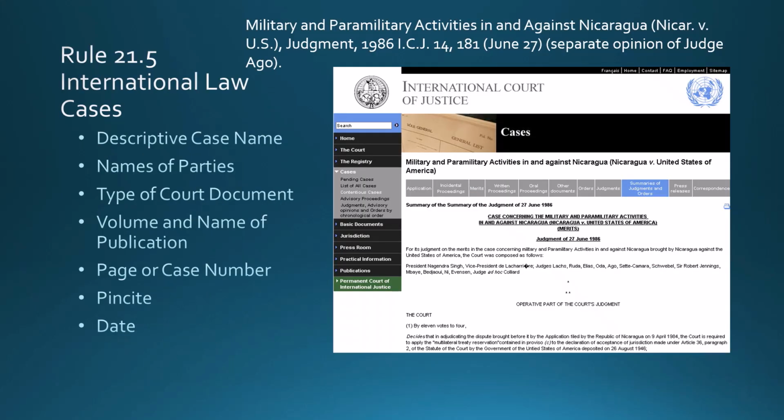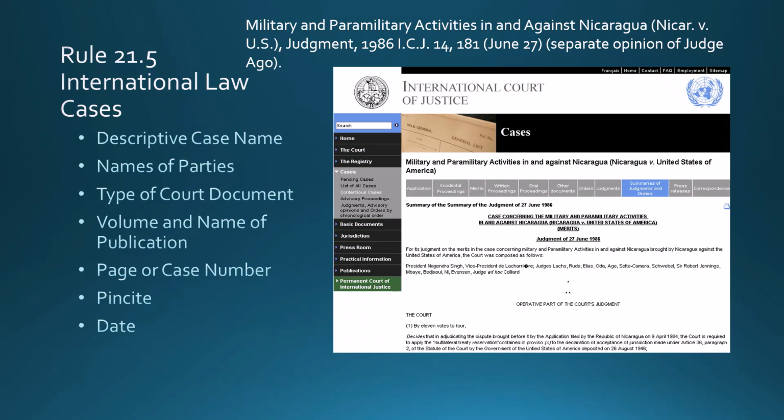When citing to international legal cases, you should still follow Rule 10 as closely as you can. Most of the major international courts are listed in Bluebook Rule 21.5. If you need a refresher on citing to cases, go back and look over the advanced Bluebooking video on the topic. Unlike domestic cases, the case name for international courts usually begin with a descriptive name, followed by the party names. Take a look at this example from the ICJ.